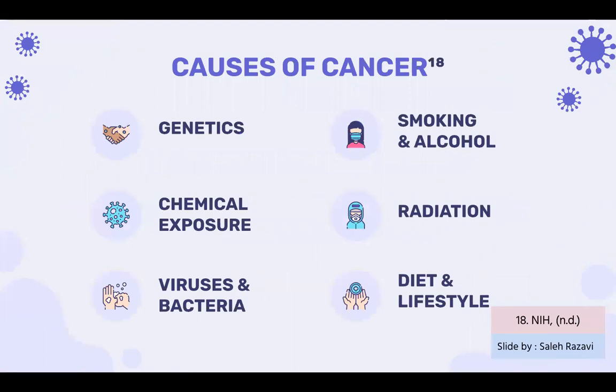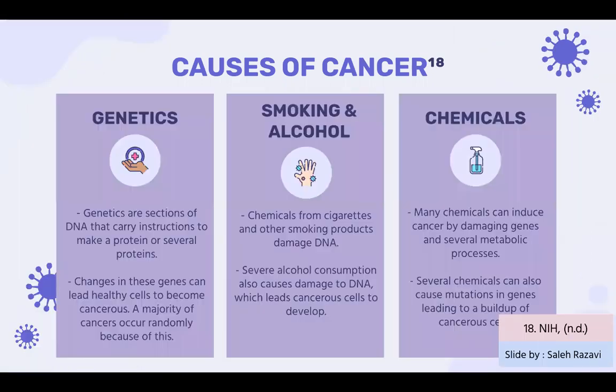Causes of cancers include genetics, chemical exposure, viruses and bacteria, smoking and alcohol, radiation, diet, and lifestyle. To go more in depth, in the genetics section, the DNA carries instructions to make several proteins. Changes in these genes can lead healthy cells to become cancerous, and the majority of cancer cells occur randomly because of this.